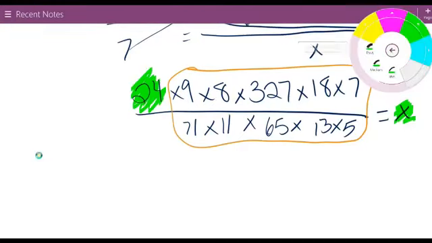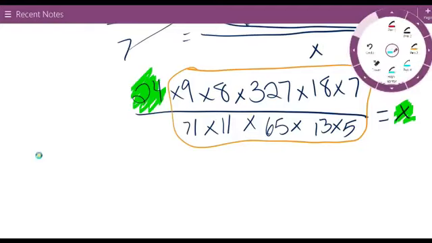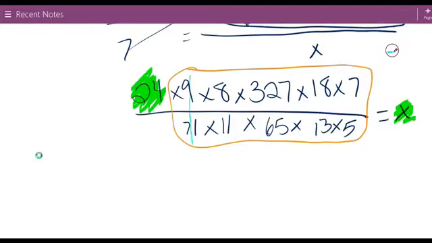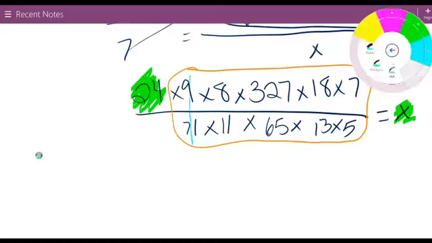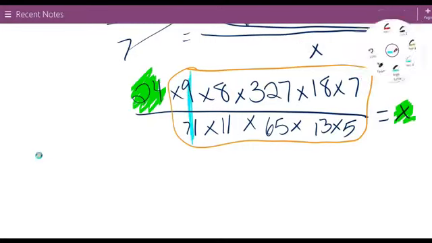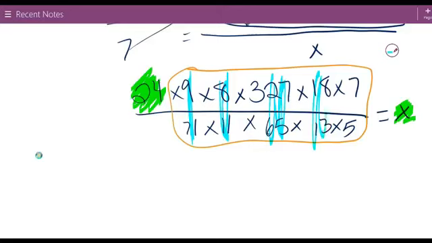Let's pick a different highlighter. Let's do the blue. Okay, so here is one condition. Here is a second condition. Here's a third condition. Here's a fourth condition. Here's a fifth condition. All right.